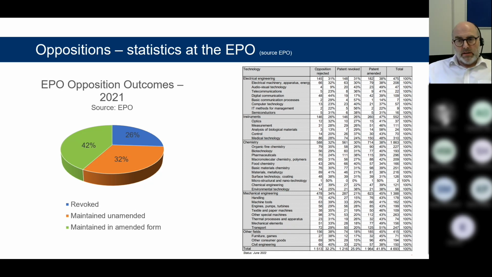And the stats on the right there really just show the differences in revocation and success rate for various technologies. At the top here, you've got all of the software and electronics and communications technologies. They seem to have better success rates at revoking patents than a lot of the others.